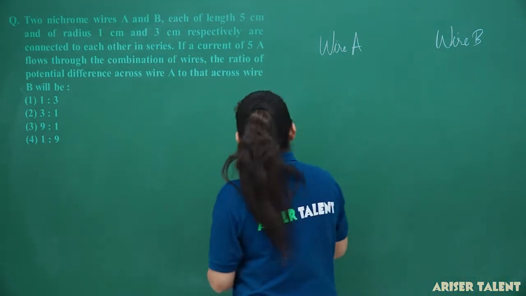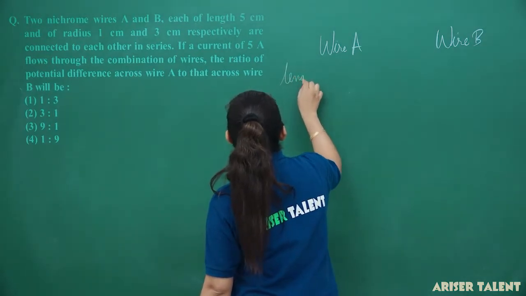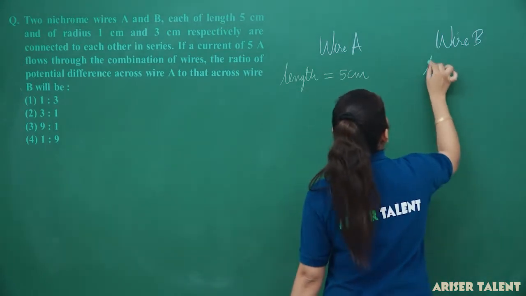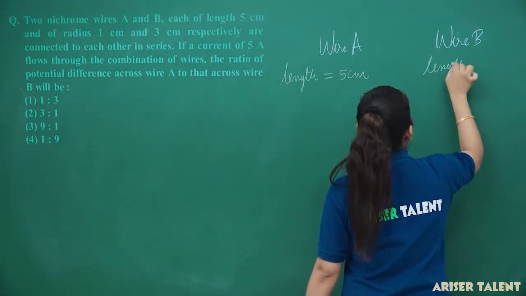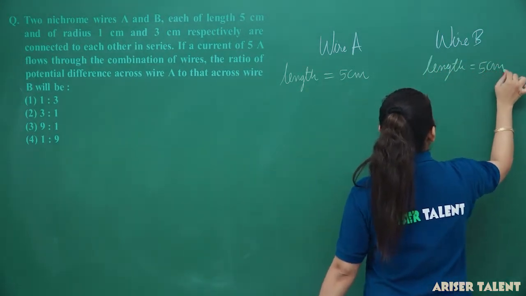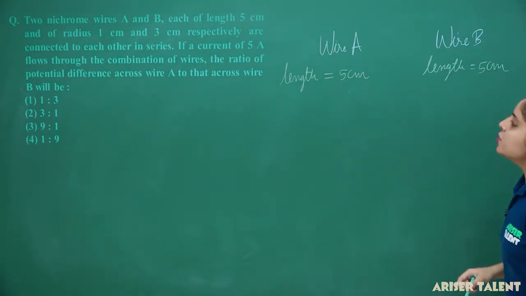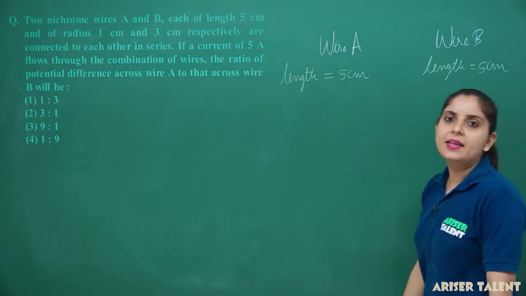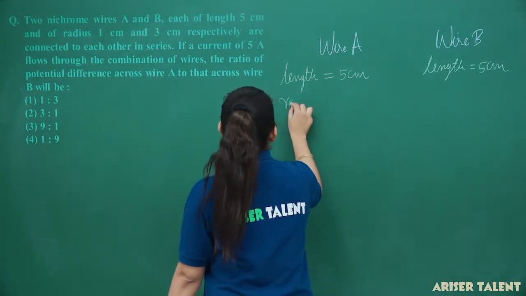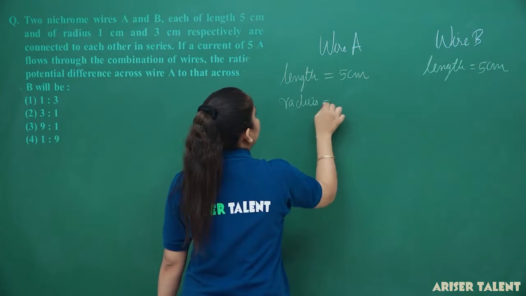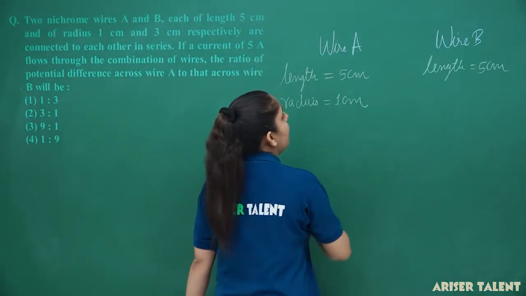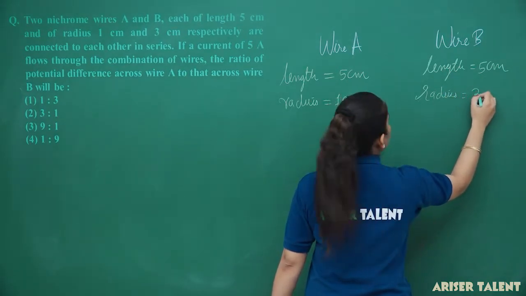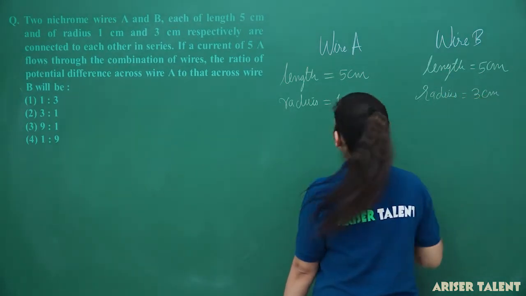So what you are provided? You are provided with length of each wire. Length in this case is 5 cm and again length in the case of second wire is 5 cm. Radius of first wire is 1 centimeter and the radius of the second wire here is 3 centimeter. So, radius equal to 1 centimeter and here the radius will be 3 centimeter.